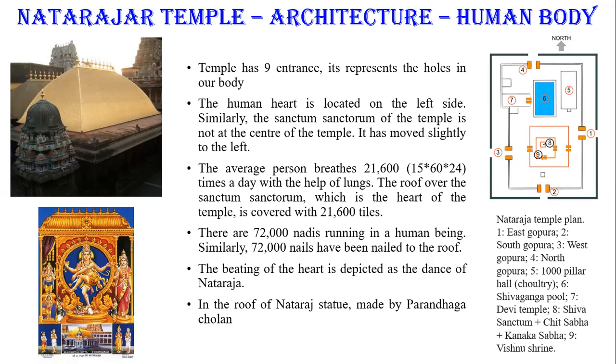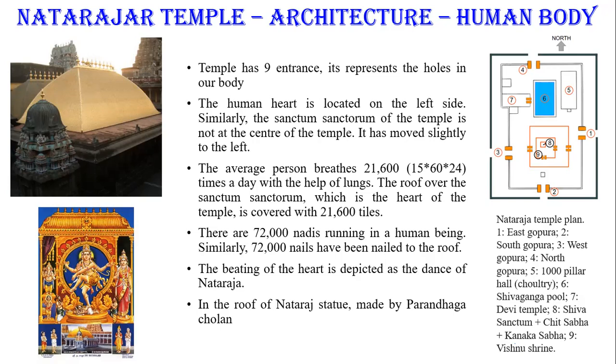As well as this golden tiles, whatever I am showing in the first figure, it has 2,600 golden tiles, which represent our average breath. While he is dancing, it represents our beating heart. It's coming from the breath. That represents the dance of Nataraja. So that's why they are related to the lungs.